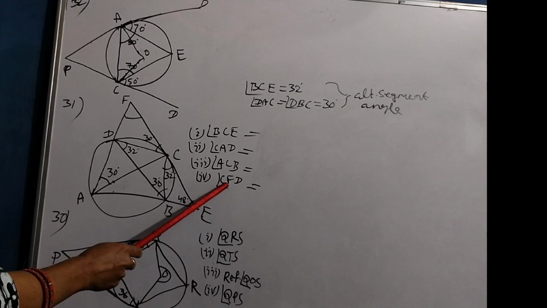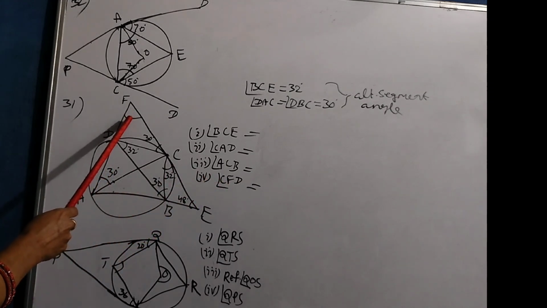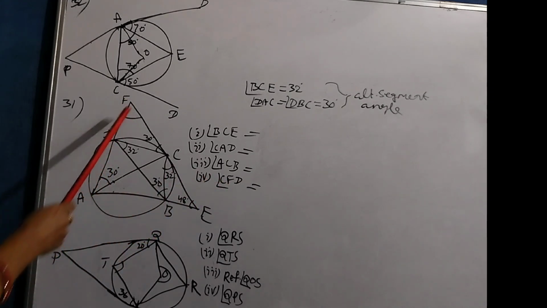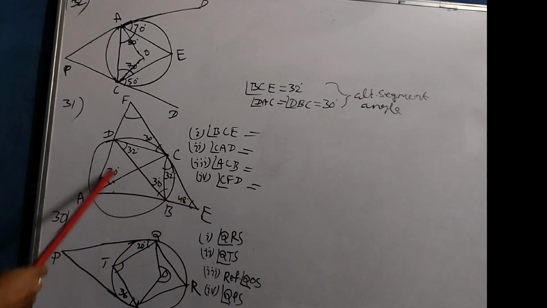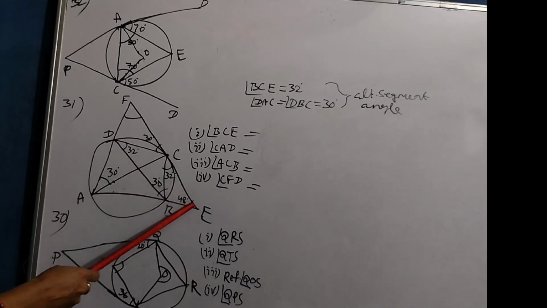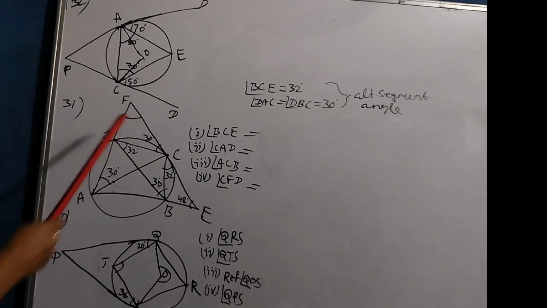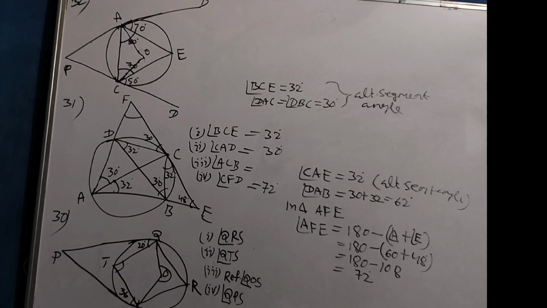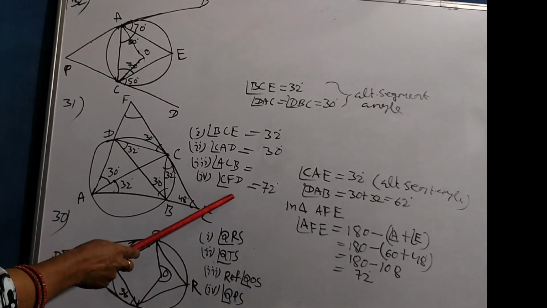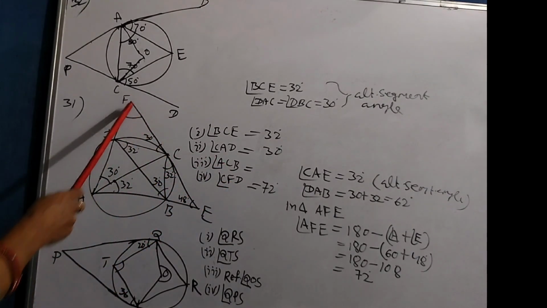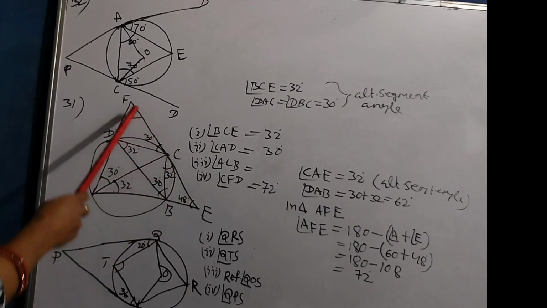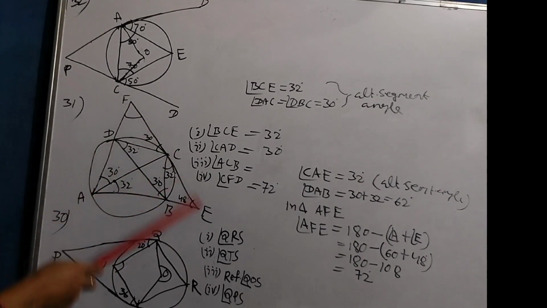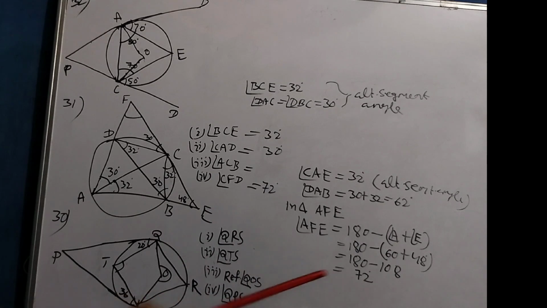Now to find CFD. CFD means this angle. In triangle AFE, this is 48 and this is 30 plus 32. So two angles are given, and we have to find the third angle, that is 180 minus the sum of two angles. Your CFD angle is the same as angle EFA or AFE. In triangle AFE, AFE angle equal to 180 minus (A angle plus E angle), that is 72 degrees.